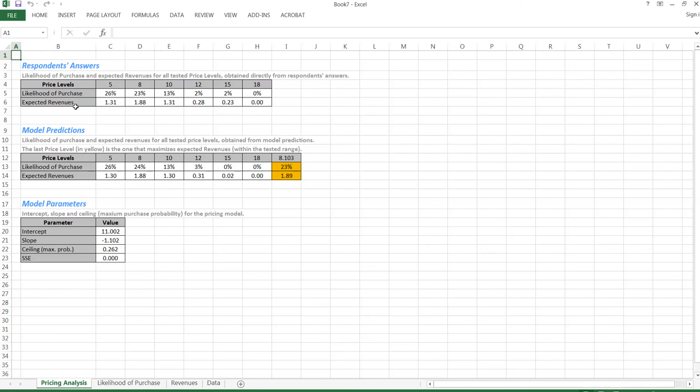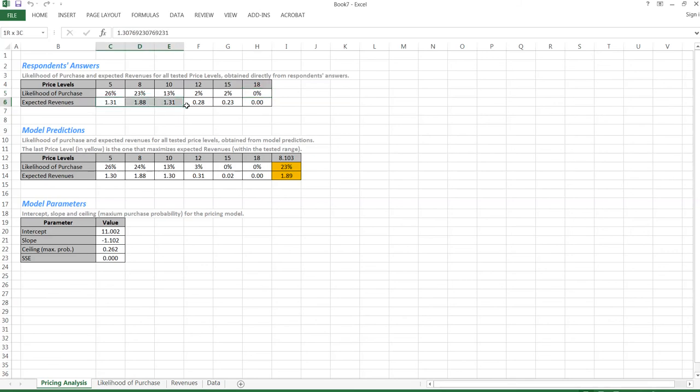We have 2 variables here, likelihood of purchase and expected revenues, at the 6 different price points that they were shown. The first row here is the distribution of purchase probability, or likelihood of purchase. For example, at $5, of our 26 respondents, 26% are likely to respond. As we increase in price, that probability goes down. Up to $18, nobody is likely to respond.